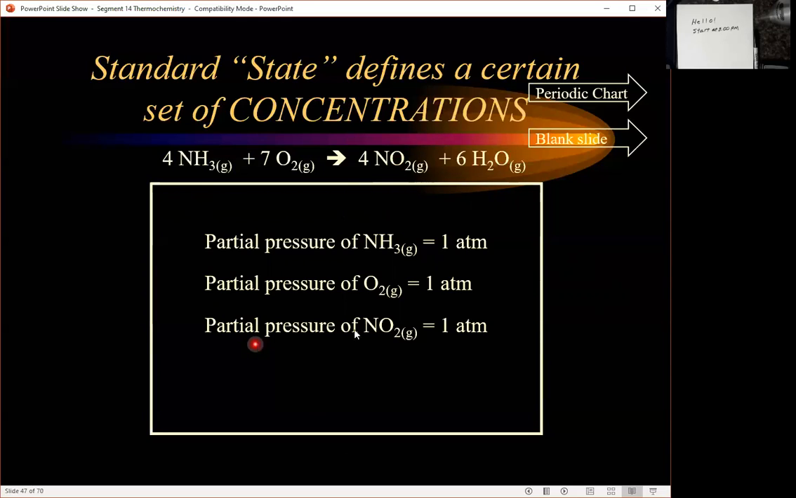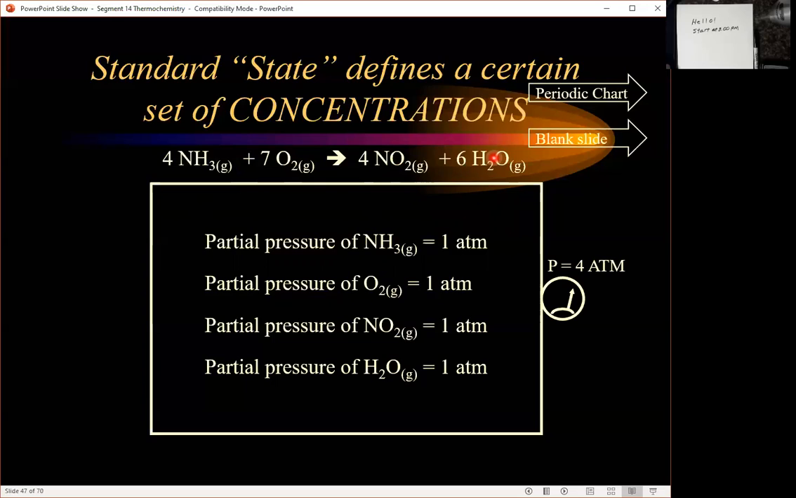We are going to have 1 atmosphere partial pressure of NO2, and we're going to have 1 atmosphere pressure of water vapor. These are all gases. So the standard state requires 1 atmosphere pressure of ammonia and 1 atmosphere pressure of oxygen, 1 atmosphere pressure of nitrogen dioxide, and 1 atmosphere pressure of water vapor. Total pressure would be 4 atmospheres.